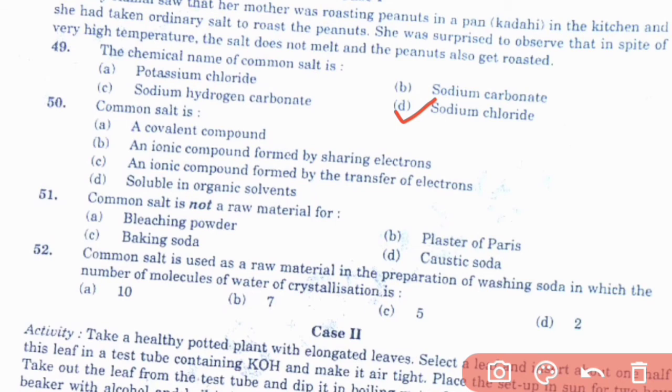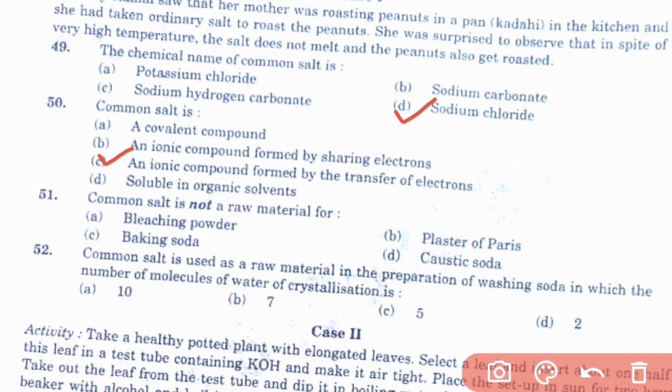Question number 50. Common salt is option A: covalent compound, B: ionic compound formed by sharing electrons, C: an ionic compound formed by the transfer of electrons, D: soluble in organic solvents. So the correct answer is an ionic compound formed by the transfer of electrons. Option number C is the correct answer of question number 50.